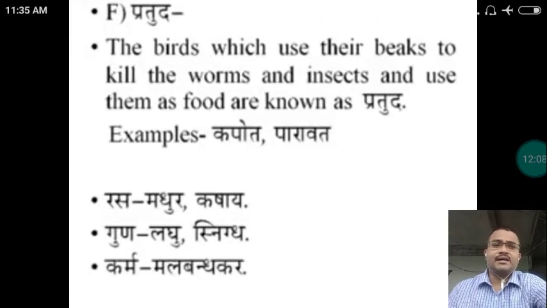But Pratuda are those types of birds that use their beaks to kill the worms and insects first, and then use them as food after killing them. It's called Pratuda. For example, Kapota and Paravata. The properties of the birds' flesh are: Rasa is Madhura and Kasaya, Guna is Laghu and Ruksha, and Karma is Malabandhakara, which is constipating.